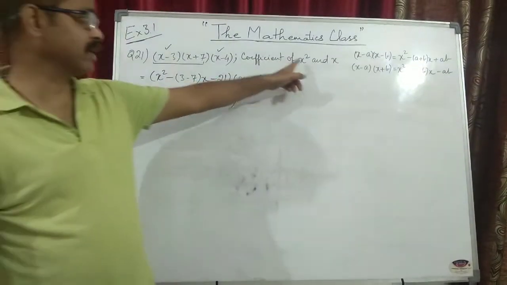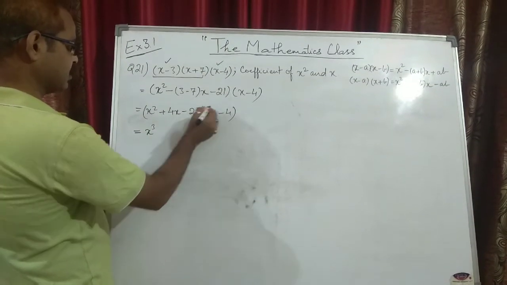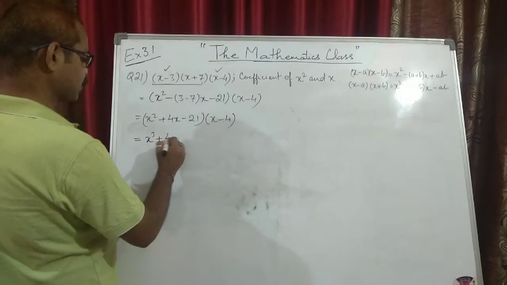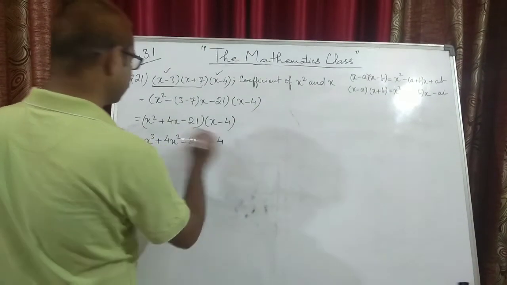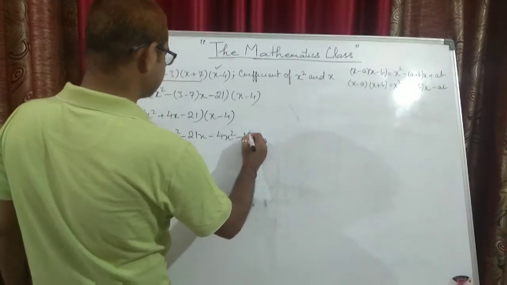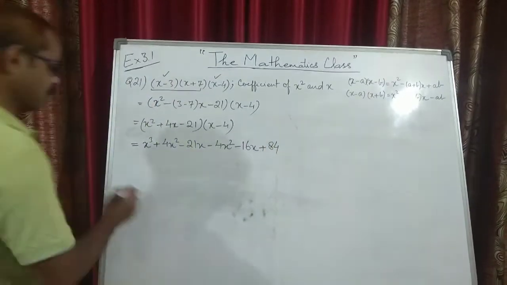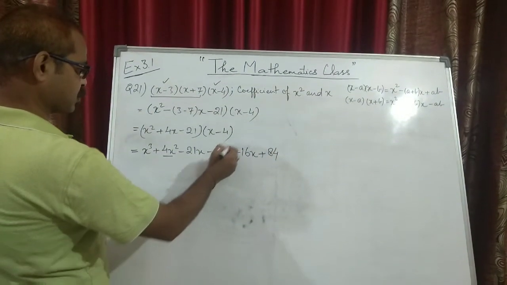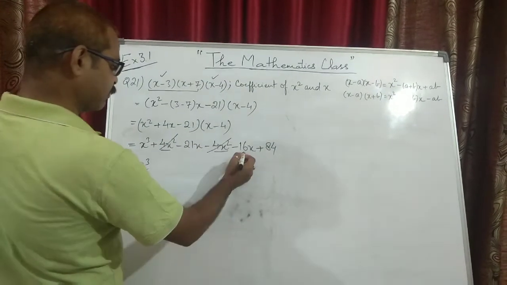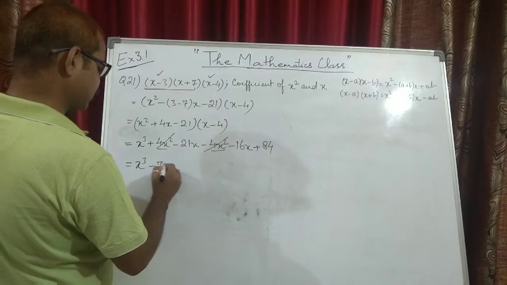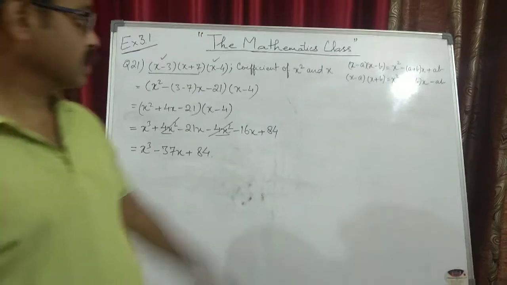You have to find the coefficient of x square and x. So it means we have to multiply this again. So x cube, this x is multiplied to all these three, plus 4x square minus 21x minus 4x square minus 16x and plus 84. Now 4x square and minus 4x square will cancel each other. You are left with x cube, minus 21 and minus 16 is minus 37x and plus 84.